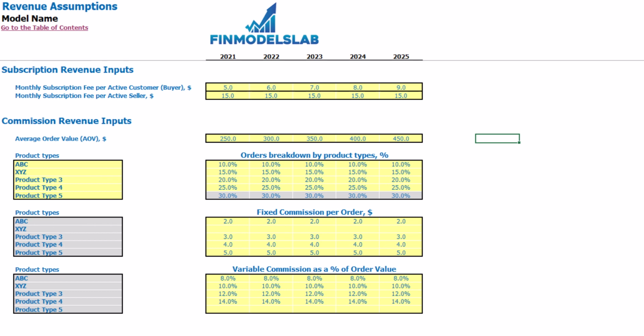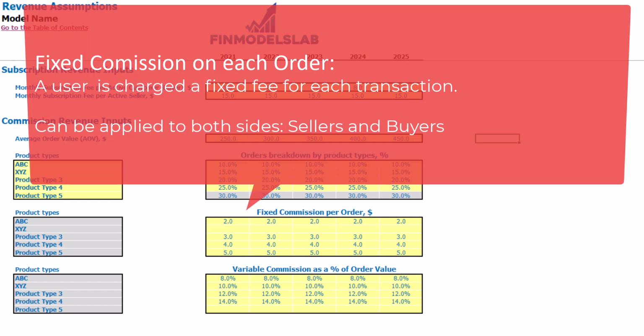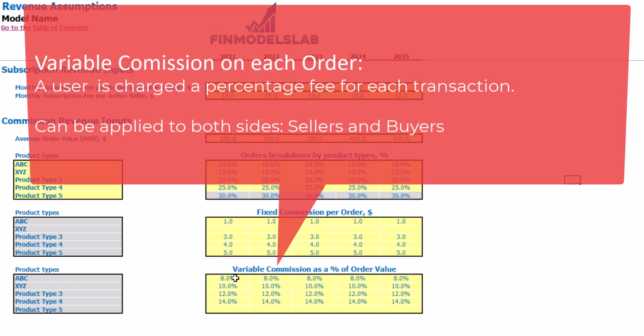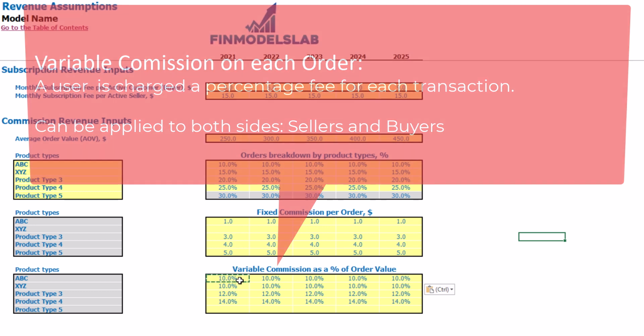Then we have 2 types of commissions, which is fixed commission per order or variable commission per order. Fixed commission per order means that, for example, we take $1 per each order. Very easy and simple. And second type, variable commission. So we can take, for example, 10% from each order value. If your order value is $100, you have 10%, which is $10 per each order.